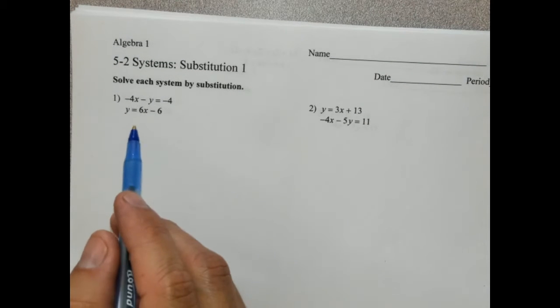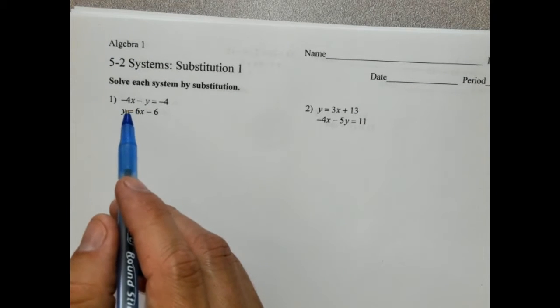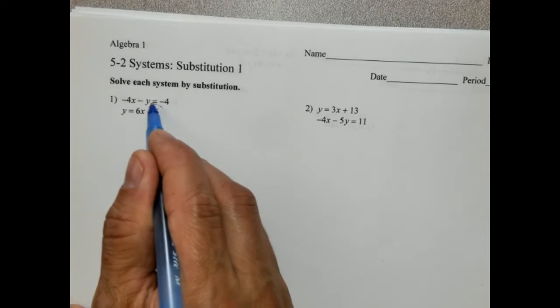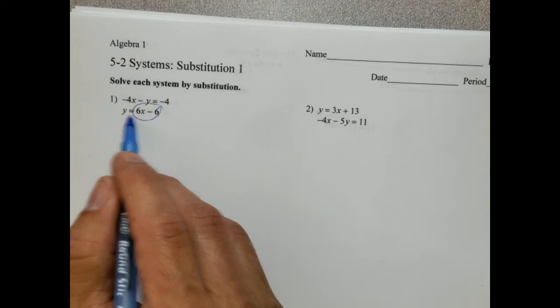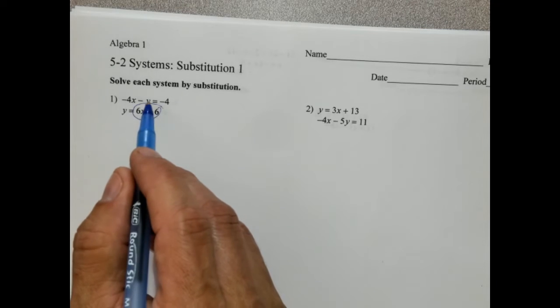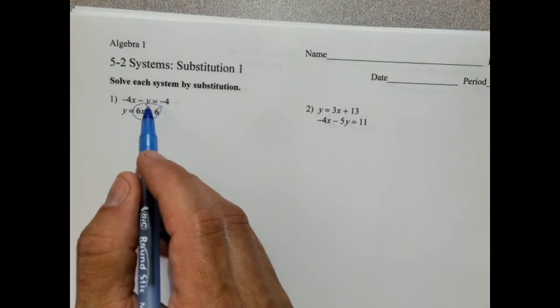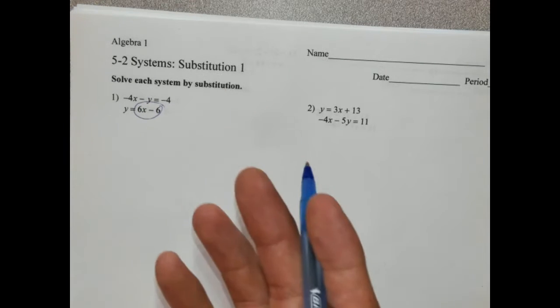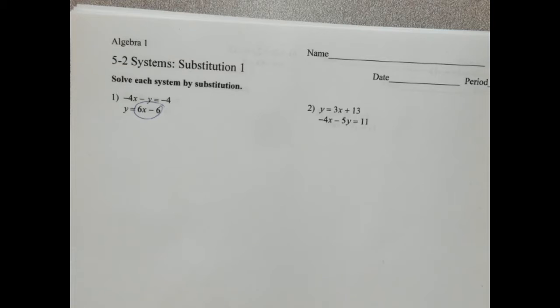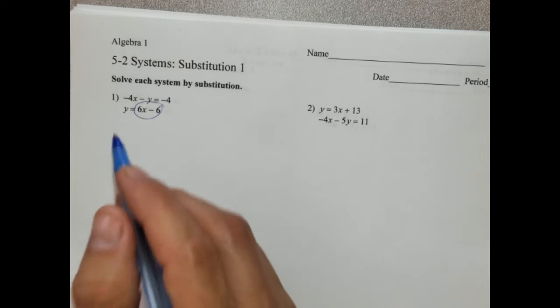Okay, so what we're trying to do is isolate the variable, which is already done for us, and we're going to take this expression 6x minus 6 and substitute that in for this y here, because y is equal to this. So this will take the place of the y. What that is going to do is go from two variables to one variable. We're going to solve for that variable. Once we find that value, we're going to plug it back in to find the second variable.